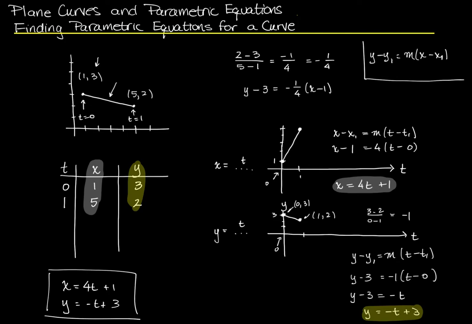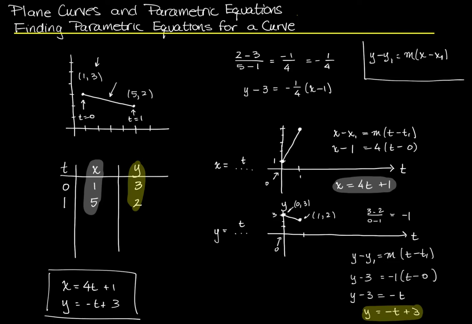The nice thing about this system is that it's not the only right answer. If I had a different point in here, or was given multiple points, then I could choose a different point other than 1, 3, 5, 2 to use as my t equals 0. I could have used this point as t equals 0 and this one as t equals 1, reversing the process. There are different ways to get the right answer, but this is an easy one.